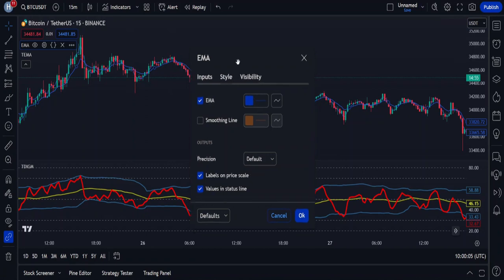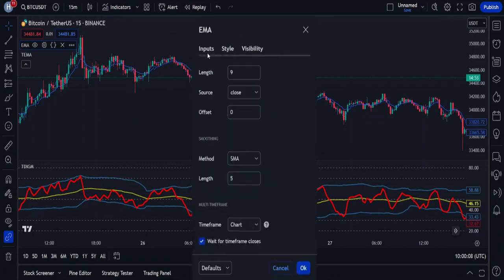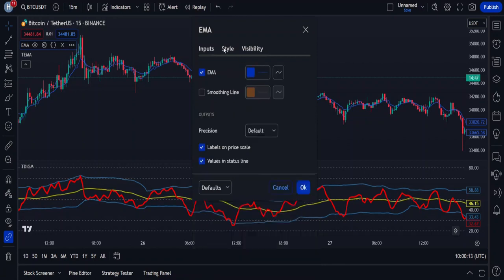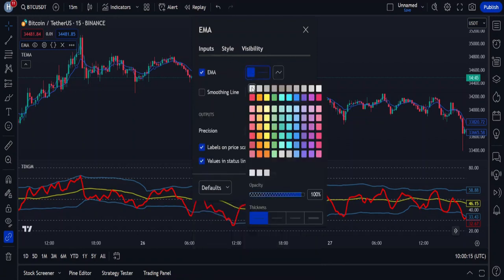We will navigate to the EMA indicator settings and click on the Inputs tab. We will be changing the length to 200. After that, click on the Style tab. Here we will be changing the color to white.